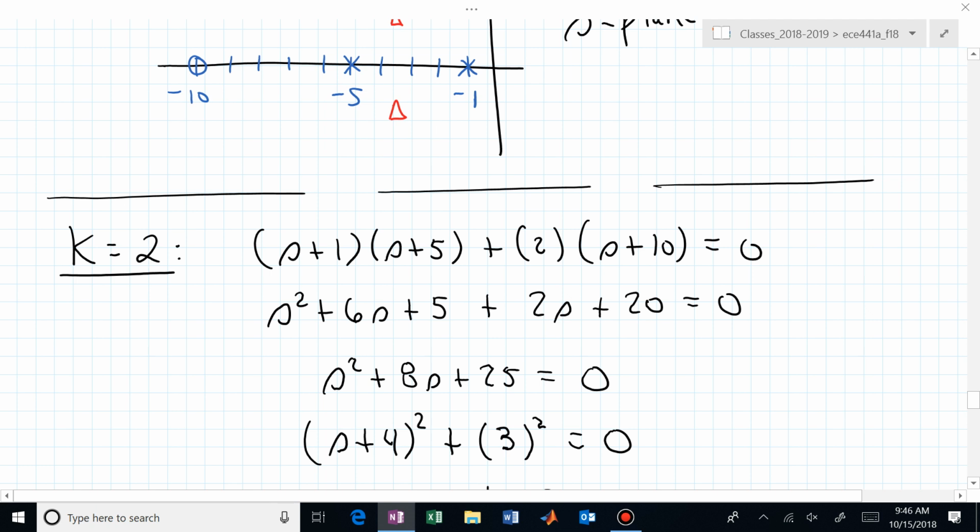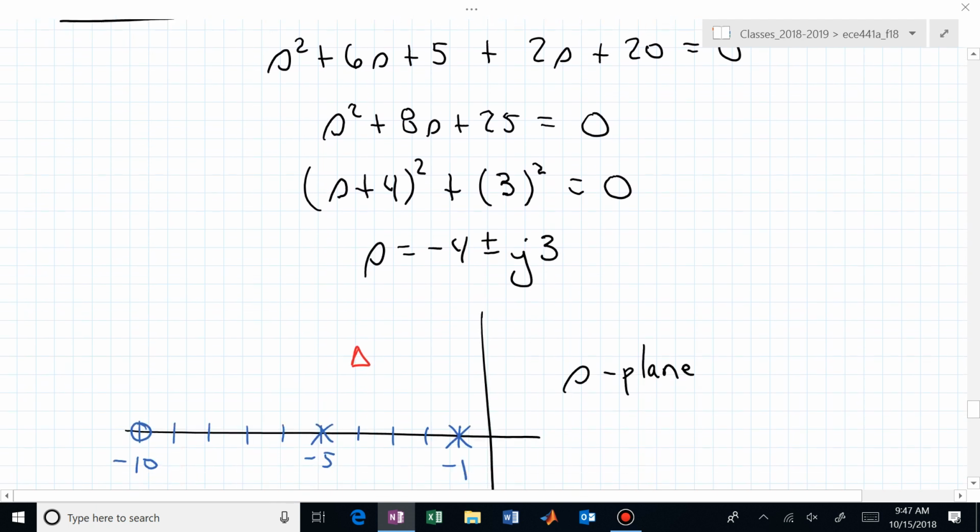What's 5% overshoot? What's a 5% overshoot correspond to in terms of angle? 45 degrees. What's the angle associated with minus 4 plus j3? Less than 45. Minus 4 plus j4 would be 45. We're just j3, aren't we? So we're less than 45 degrees. We have less than 5% overshoot.